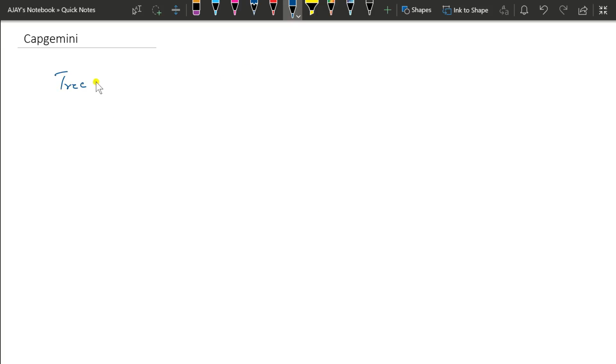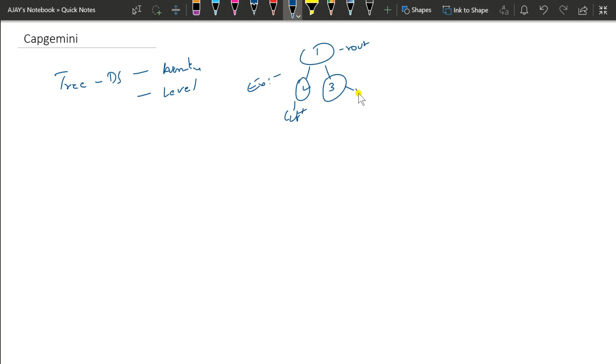So all of you know what a tree data structure is. It's basically a non-linear data structure which stores elements in a level by level fashion. If you take the example like 1, 2, 3, this is an example of a tree. Here this is called the root, and this is called the left node and the right node. So that's the basic info about trees. Let's jump to the tree traversals.